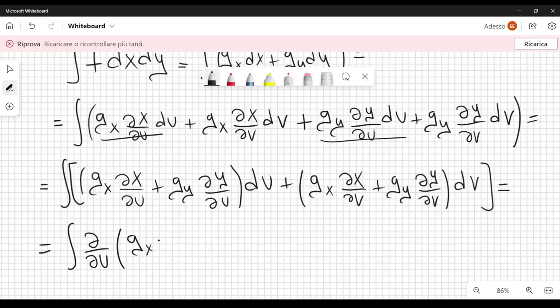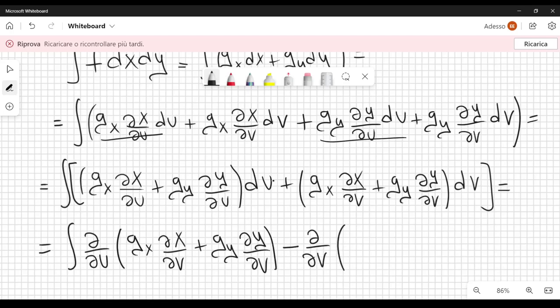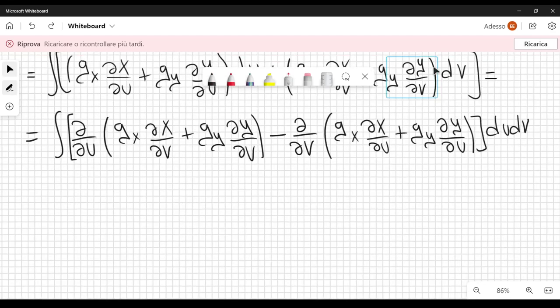So we have gx dx dv plus gy dy dv, and then I have minus the derivative along v of the first component of the field. So I have gx dx du plus gy dy du, like this, and then this multiplies du dv. From here, this will become equal to, now we simply have to do some calculations.